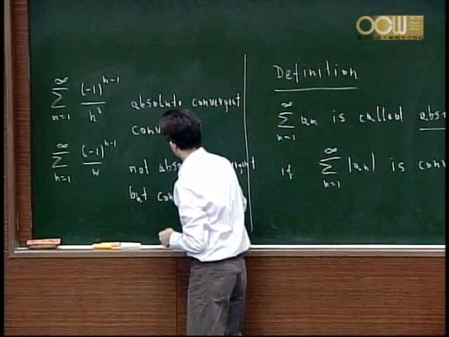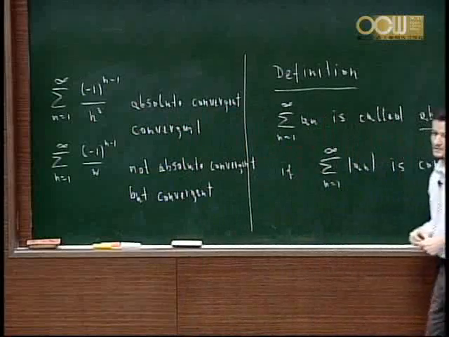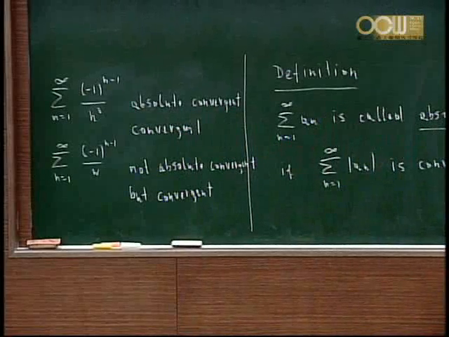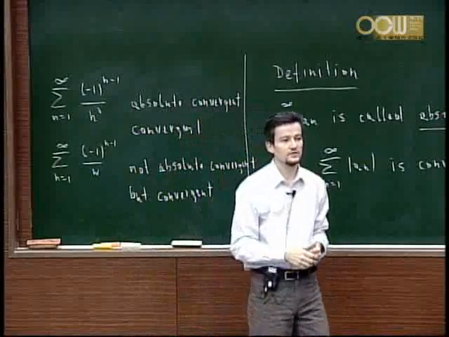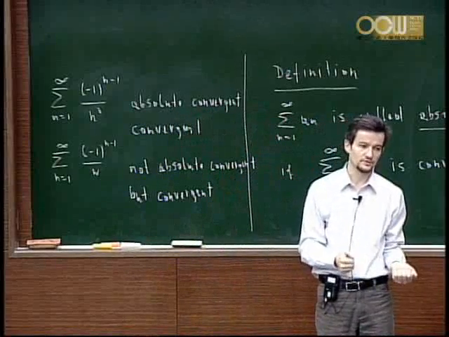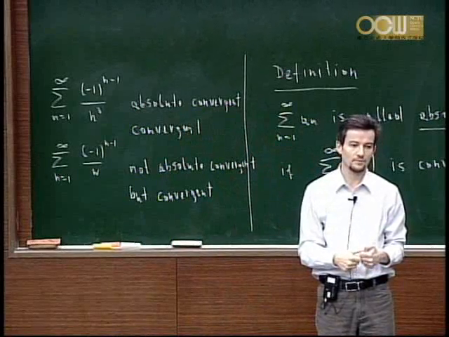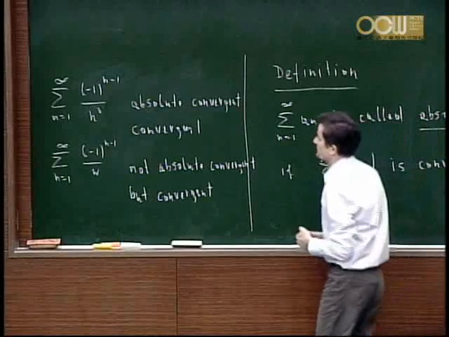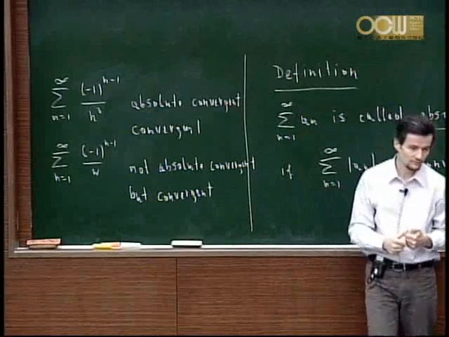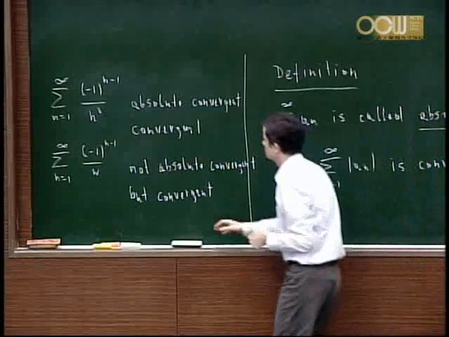Convergent. Okay, so you see that if a series is convergent, this does not necessarily imply that the series is absolute convergent. But absolute convergence is a stronger property than convergence. Namely, whenever you know that the series is absolute convergent, the series will also be convergent. So absolute convergence implies convergence.